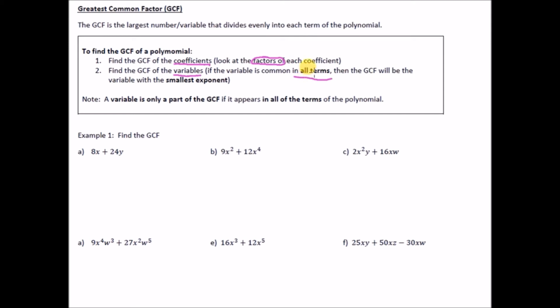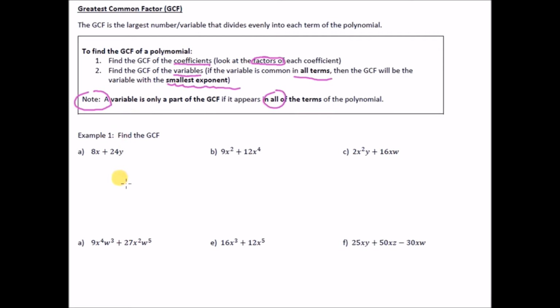Say it's x squared. Then the greatest common factor will be that variable with the smallest exponent. But each and every term has to have that variable in it. And please note, a variable is only a part of the greatest common factor if it appears in all of the terms.